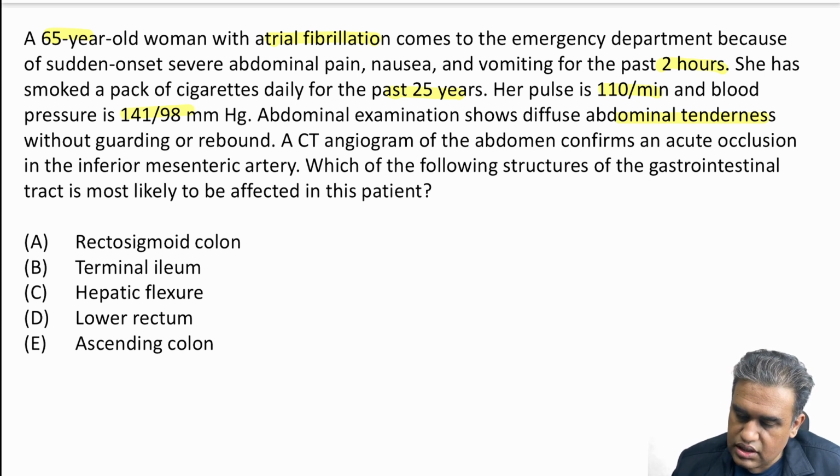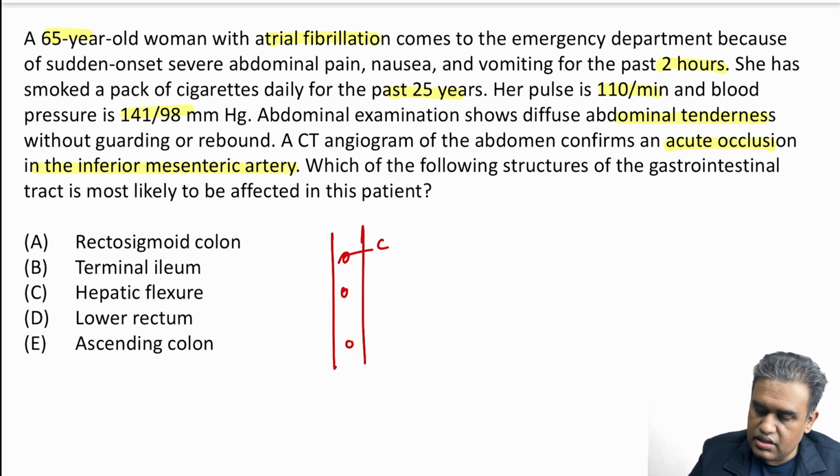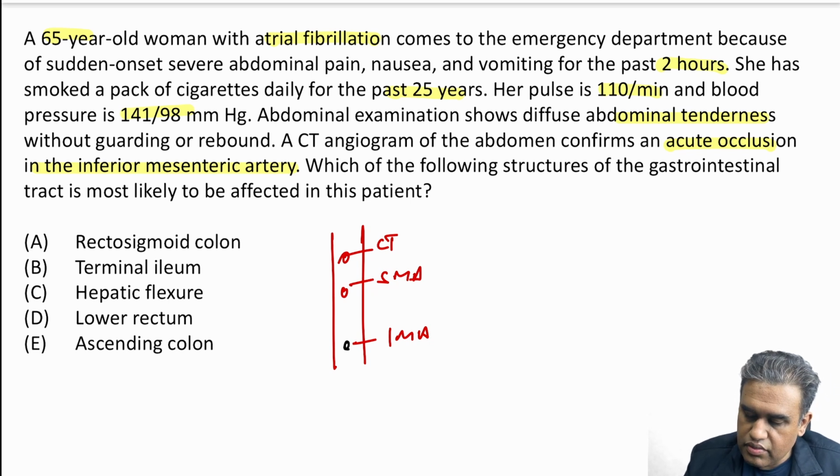Without guarding or rebound, a CT angio of the abdomen confirms an acute occlusion of the IMA. So again, with all this history of atrial fibrillation, emboli might have gone, and with increased BP and smoking history, emboli could have occluded the origin of the inferior mesenteric artery. We should know that if this is the abdominal aorta, we have the celiac trunk, superior and inferior mesenteric arteries, the 3 arteries of the foregut, midgut and hindgut. So emboli might have obstructed the inferior mesenteric artery over here, right?